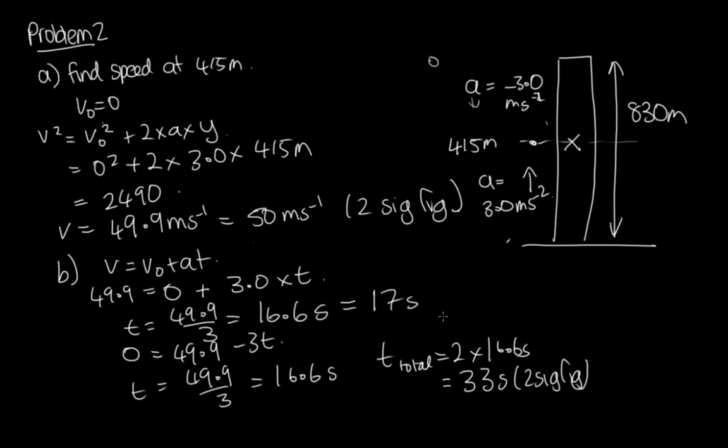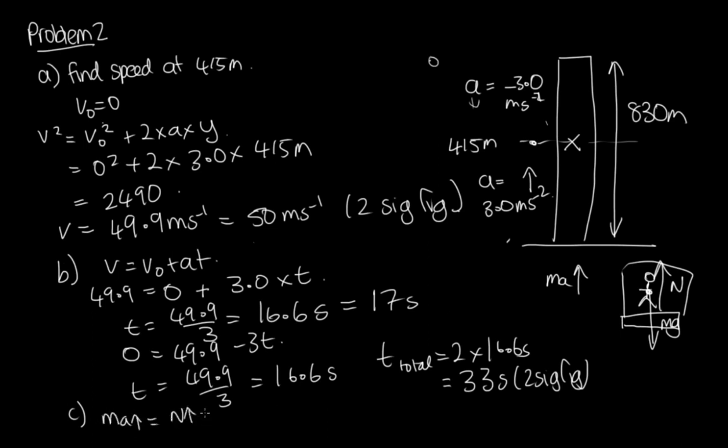Now part C says, what is the maximum normal reaction force felt by a passenger with a mass of 90 kilograms in the lift? Okay, so let's try and do that in this space here. Here's the passenger standing in the lift. Now in this first half, the resultant force is equal to ma upwards. The forces acting on the passenger, we've got the weight force downwards and the normal force upwards. So we've got that because of Newton's second law, ma upwards is equal to the normal force upwards plus mg, which is going downwards.